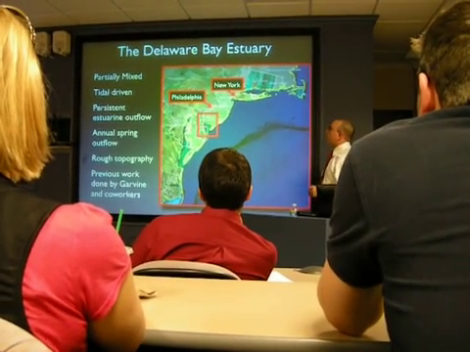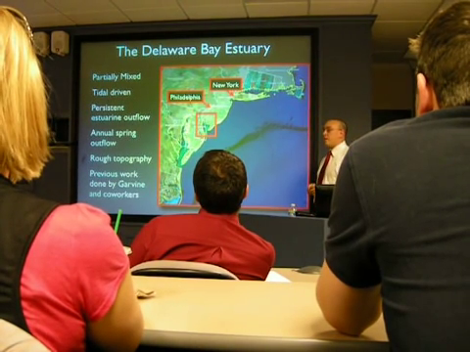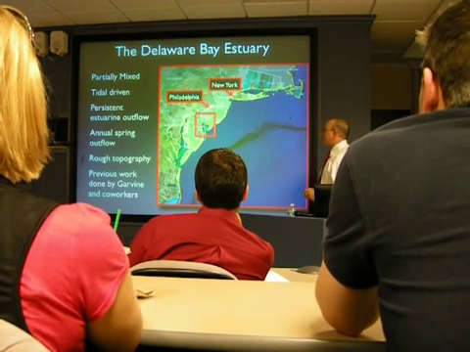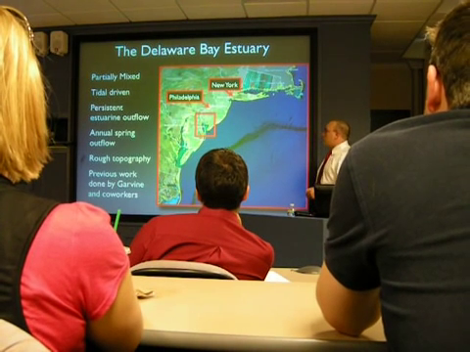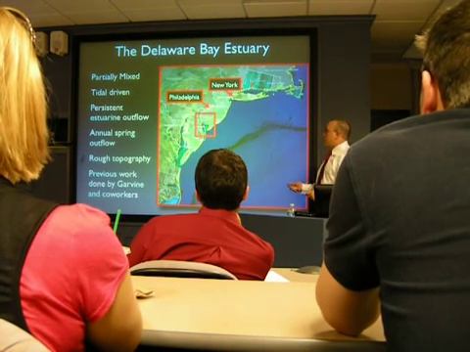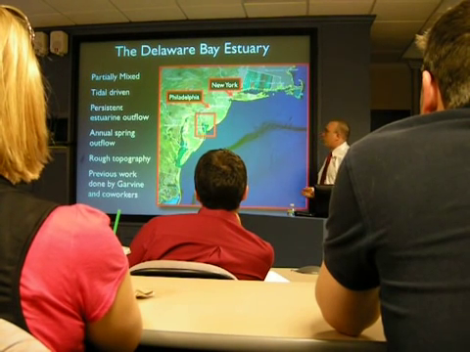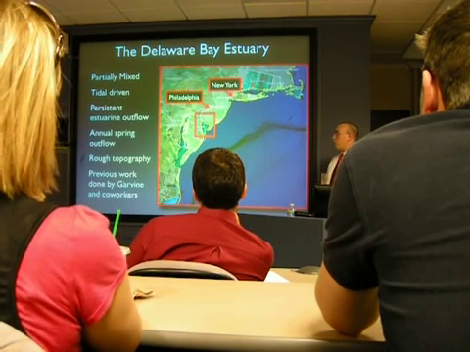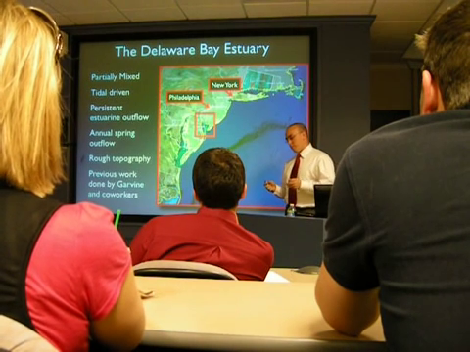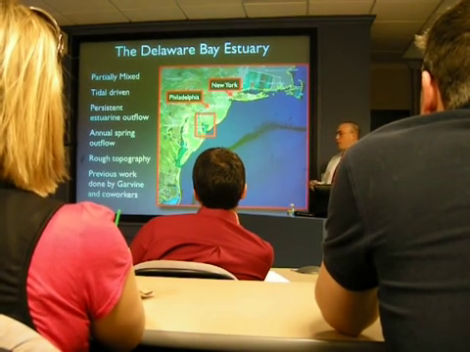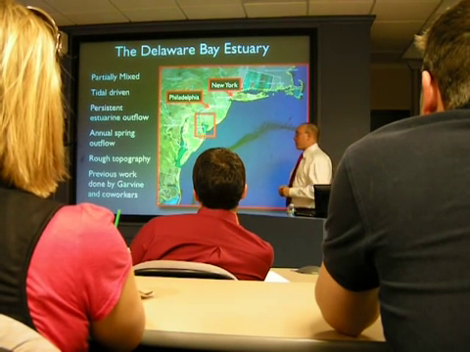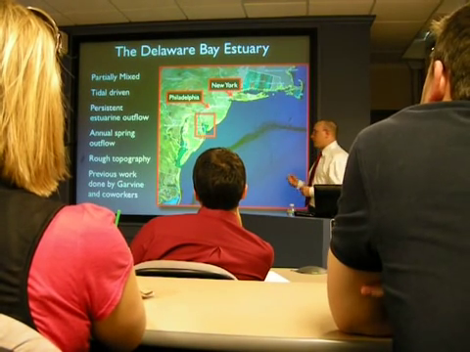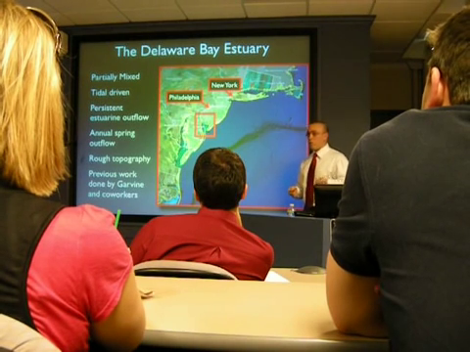So just a quick introduction of the Delaware Bay estuary. It's located right here along the middle of the eastern coast of the United States, near New York and Philadelphia. The red box is just the general Delaware Bay estuary. It's partially mixed, tidally driven, has a persistent estuarine outflow, a strong annual outflow in the spring months caused by runoff, and there are some rough topographic effects, especially near Cape May, New Jersey, and I'll show that in a second. Most of the previous work in this area has been done by Rich Garvine, Andreas Münchow, Paul Wong, and others.